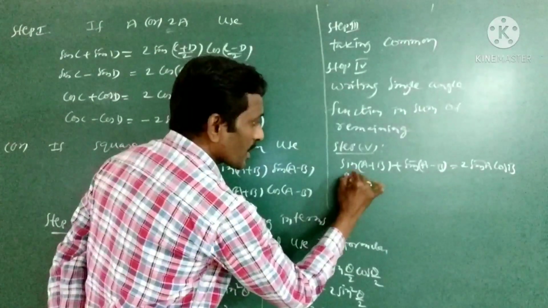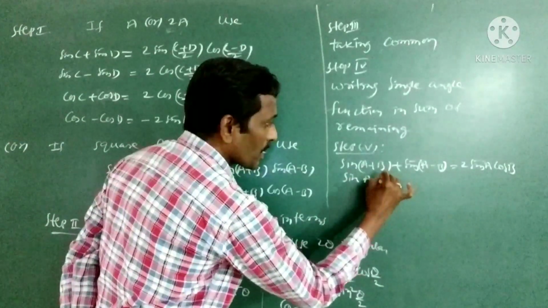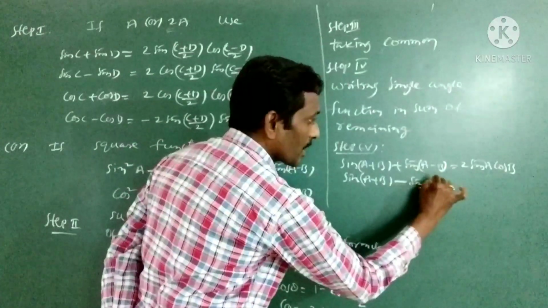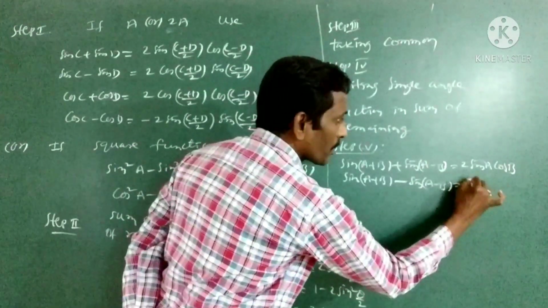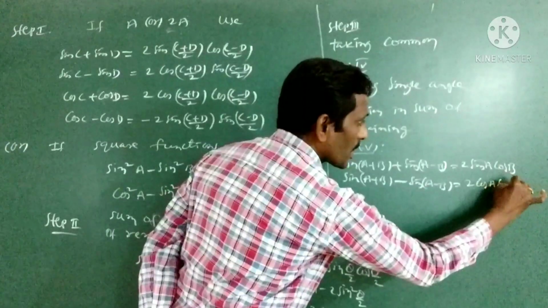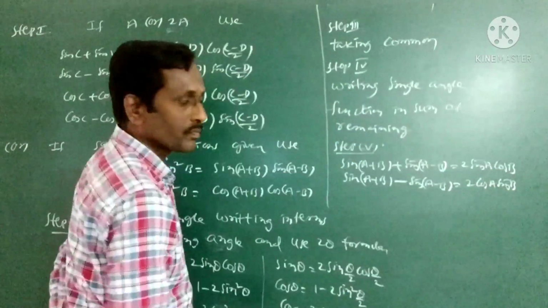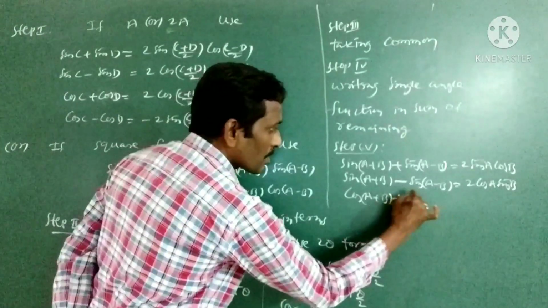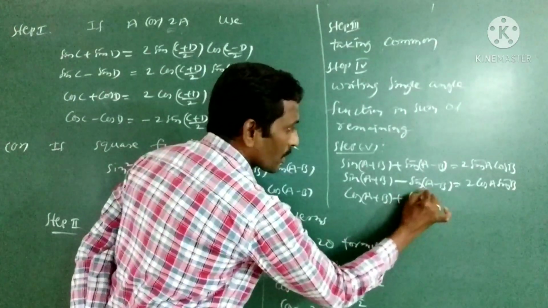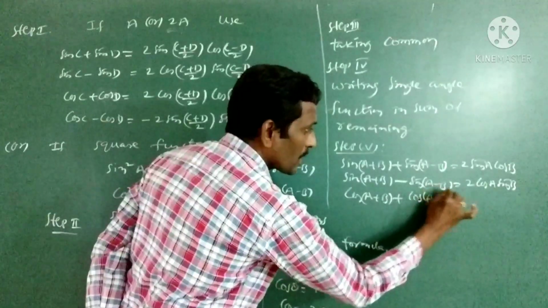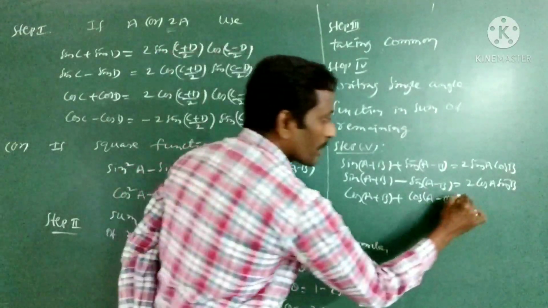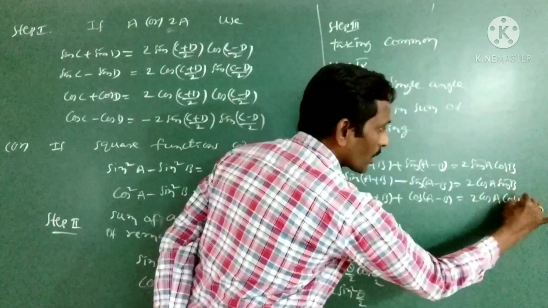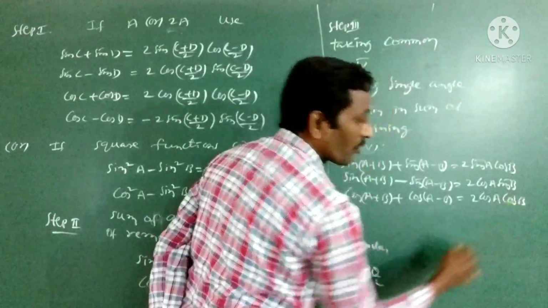Suppose it is sine of (A plus B) minus sine of (A minus B); the formula is 2 cos A sin B. Suppose it is a cos function, cos (A plus B) plus cos (A minus B); the formula for this is 2 cos A cos B.